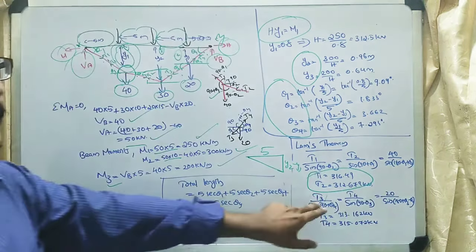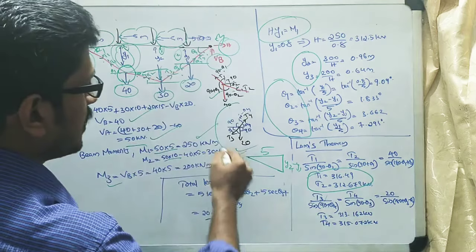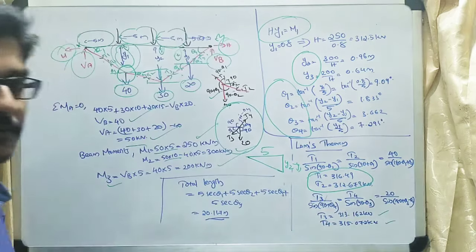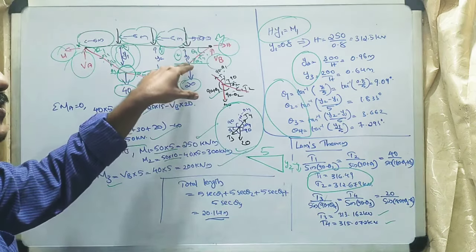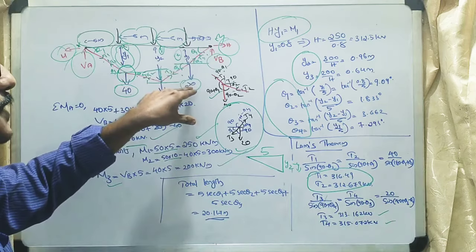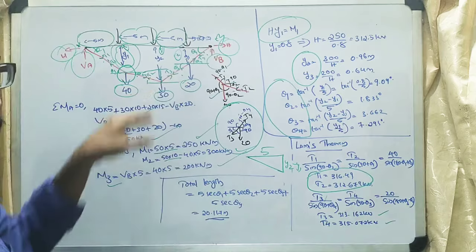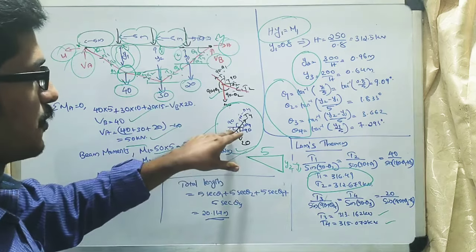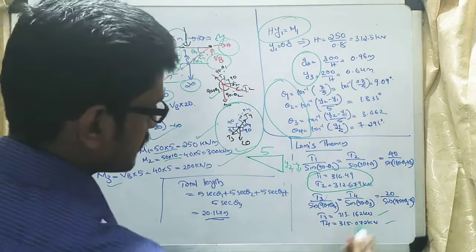Similarly, apply it at this point. The third point also you just apply, and you will get the values in this way. So T3 and T4 can also be found out. Please apply Lami's theorem at this point too. 20 kilonewton acts here, T4 and T3 are acting here. Please note down the angles included between T3, T4 and 20 and find this out.